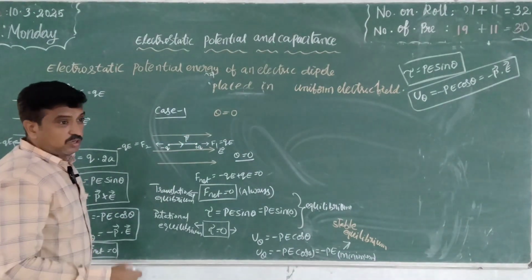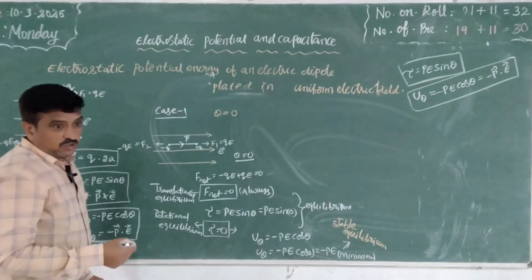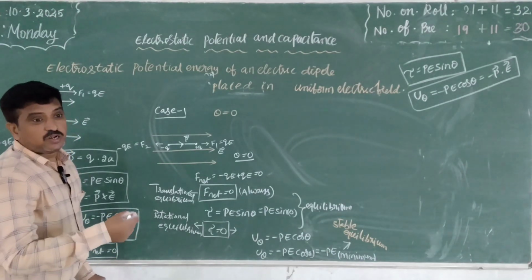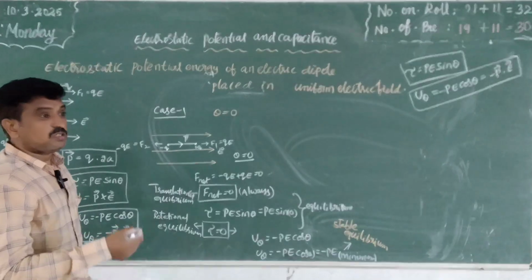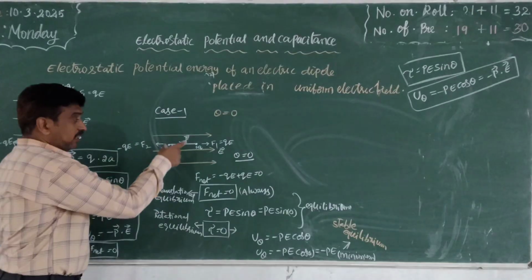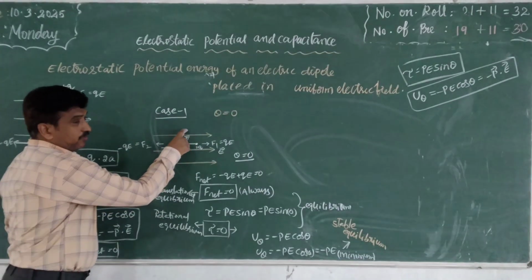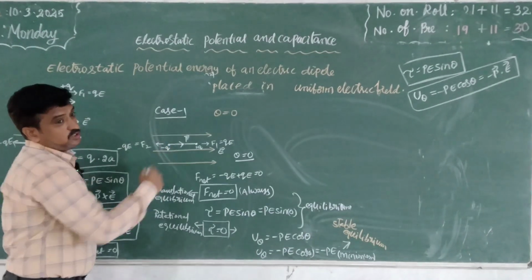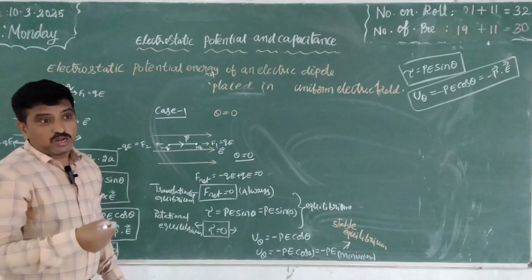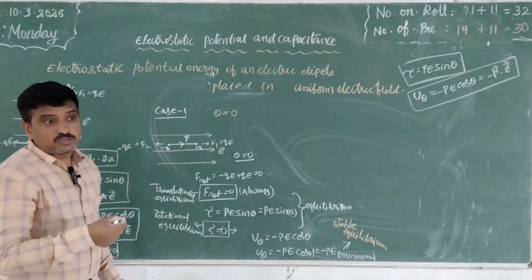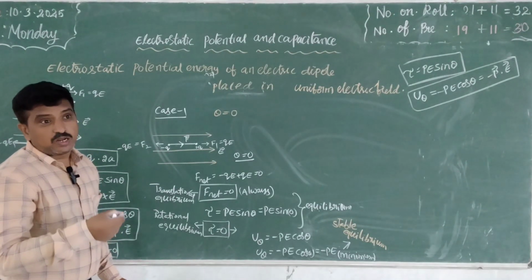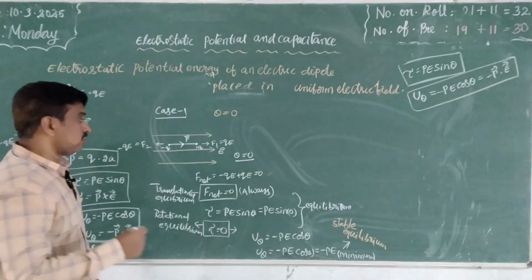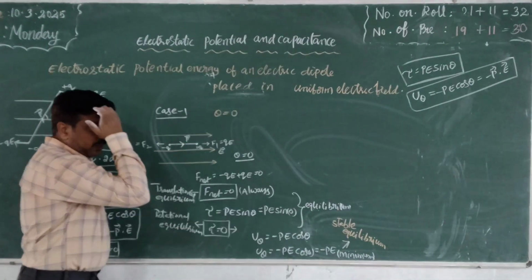So stable equilibrium means if an object is slightly displaced, after releasing it, it will get its original position. Here the electric dipole is slightly displaced from the equilibrium position, and again when released, what happens? It will get its own position because the electric field always tries to align the electric dipole in its own direction only. So that's why it gets its original position.